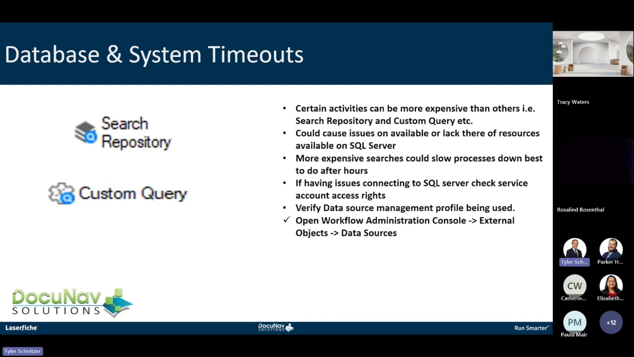So, kind of going back to the last question, database and system timeouts or system slowness could be caused by these two activities here. They're pretty powerful activities workflow can utilize. Search repository is a workflow activity that will search your repository and pull back the entries that you wanted to search for. The example I used earlier where it had those 32,000 results found was using a search repository activity, right?